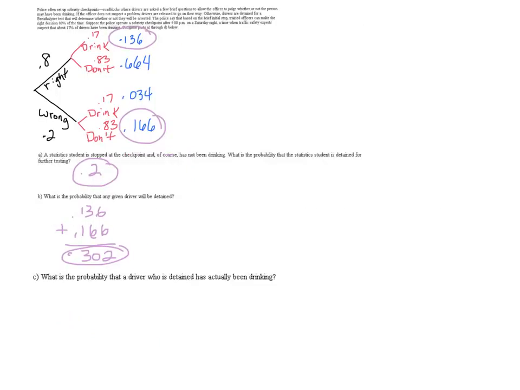Okay, of the people they detained, 0.136 out of the 0.302 were drinking. So to the nearest thousandth, that's 0.450.